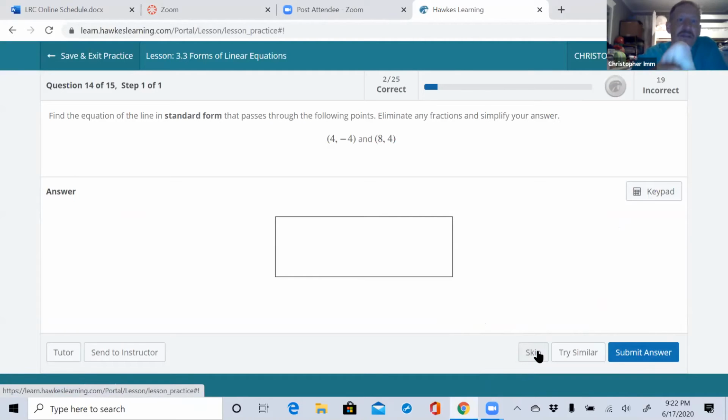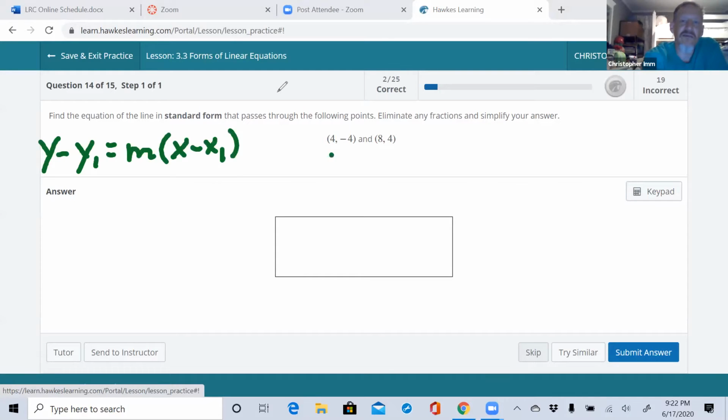So in this case, notice that we have 2 points. It looks just like the one that we just did. So I'm going to be using this point slope formula: y minus y1 is equal to m times x minus x1. I'm going to choose one of these points to be x1, y1. I'm just going to choose the first point. And now I'm going to go ahead and calculate my slope. So in this case, my slope is not going to be infinite. So I'll actually be able to calculate it.